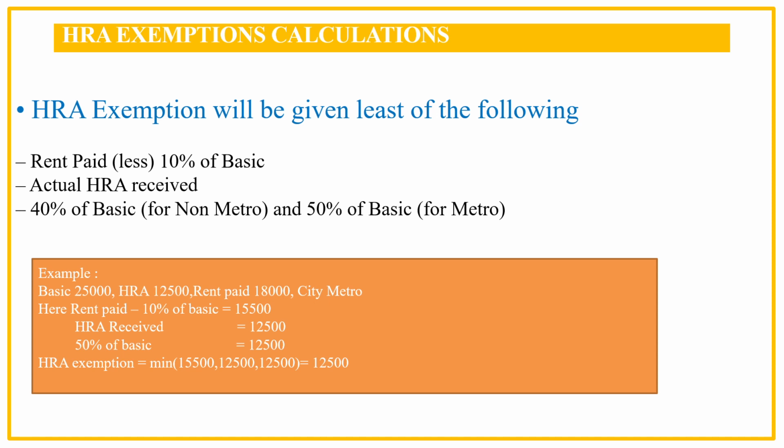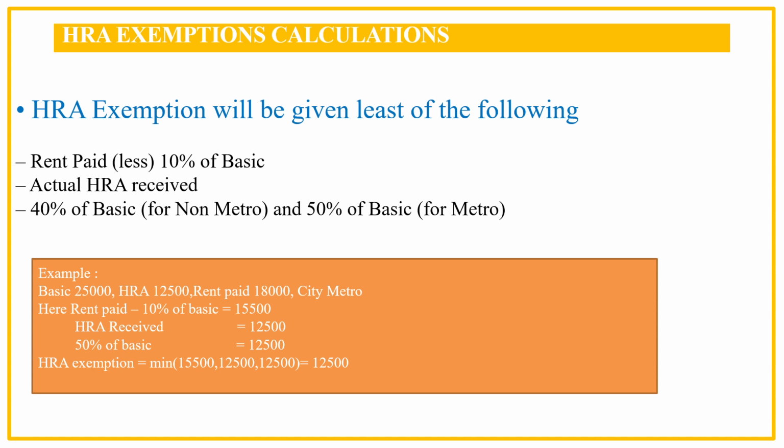Let's assume basic paid is 25,000. HRA is 12,500, that is 50% of basic. Rent paid is 18,000 and let's assume the employee is residing in metro city. Now the three criteria are: rent paid minus 10% of basic, that is rent paid is 18,000, 10% of basic, that is 10% of 25,000 is 2,500. So 18,000 minus 2,500 is 15,500. HRA received is 12,500 and 50% of basic is again 12,500. So in this example, the least amount is 12,500, so that will be allowed as exemption.